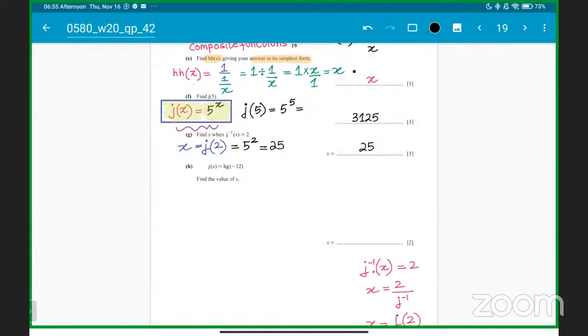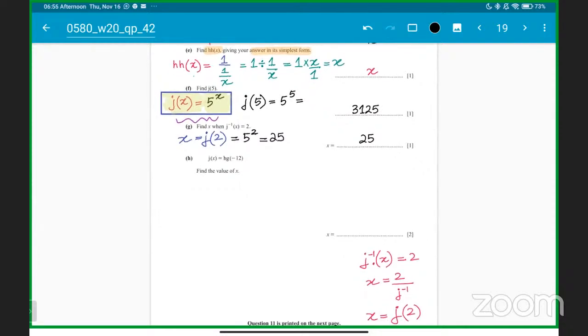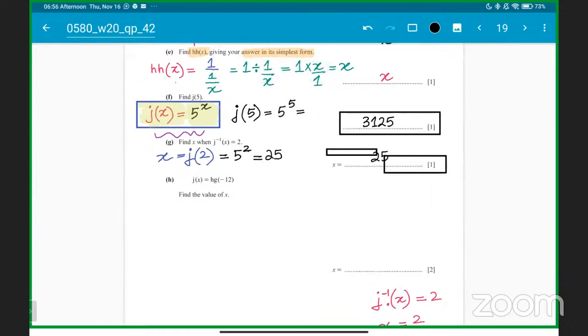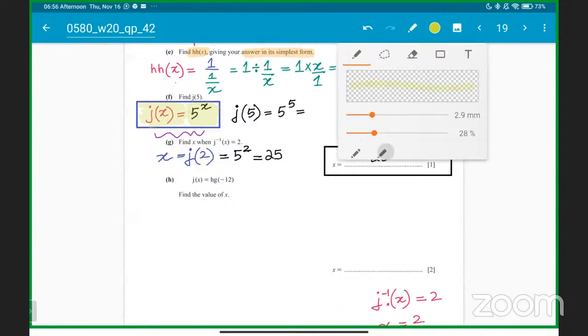So the first answer of this page is x, 3125 is the answer of part F. And J answer is x equals 25. Let me know any doubts, any explanation needed again. No, sir.